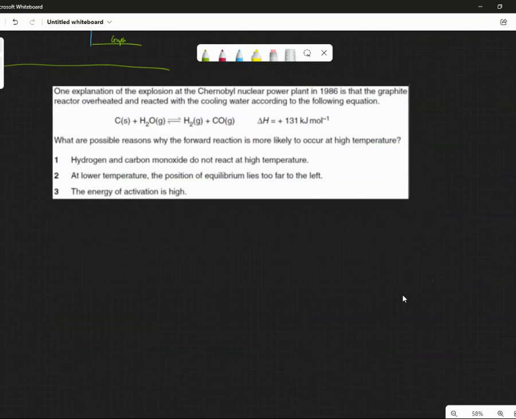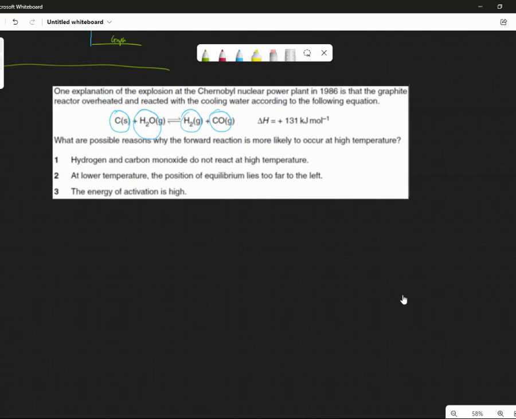One explanation of the explosion at the Chernobyl nuclear plant in 1986 is that the graphite reactor overheated and reacted with the cooling water according to the following equation. Wow, look at that. So, carbon reacted with water and you got hydrogen gas and carbon monoxide. And then they'd react with oxygen and a huge explosion would happen. All right. What are the possible reasons why the forward reaction is more likely at higher temperatures?